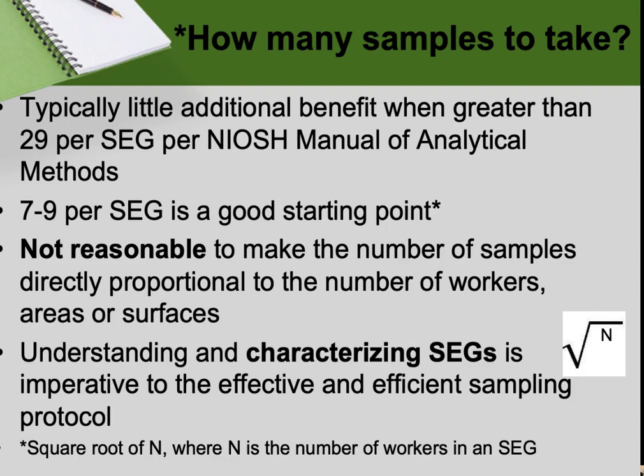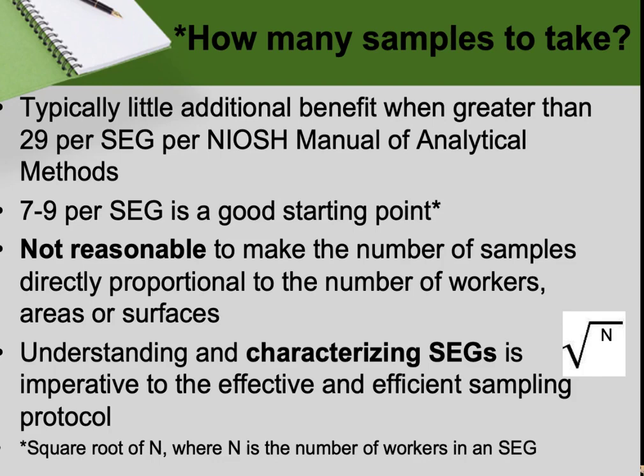So if you're sampling for silica, use one method so it can be used comparatively. How many samples to take? Oh, the magic number. We don't know what the magic number is, but from the NIOSH Manual of Analytical Methods, greater than 29 per similar exposure group typically has little statistical benefit. 7 to 9 samples, that's not people, but that's samples per similar exposure group, is a good starting point.